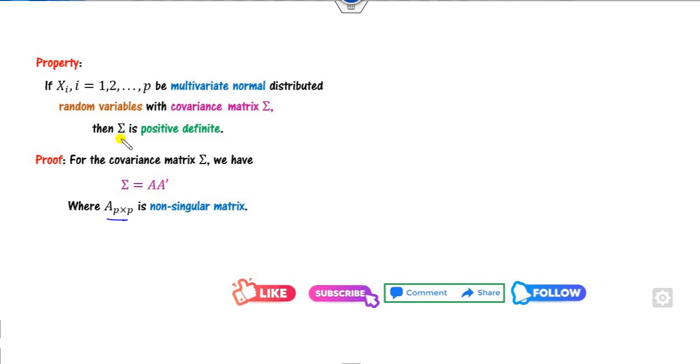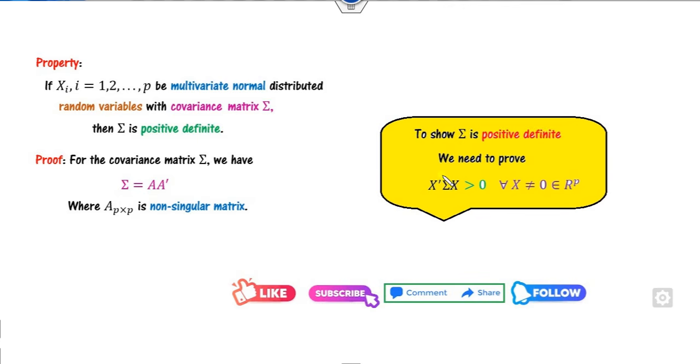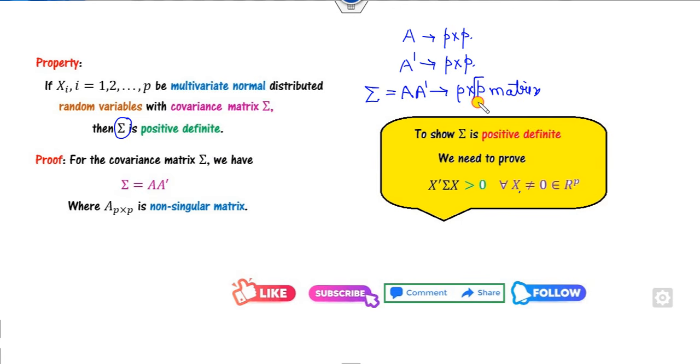Now how can you prove that it should be positive definite? You can take any x from the dimension of this sigma. What is the dimension of this sigma? Because A is my p cross p matrix, A transpose is also p cross p. What is A into A transpose? Again p cross p. So sigma is my p cross p matrix, and the number of columns is p.